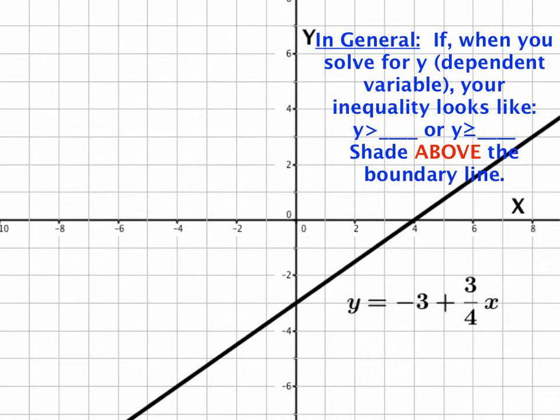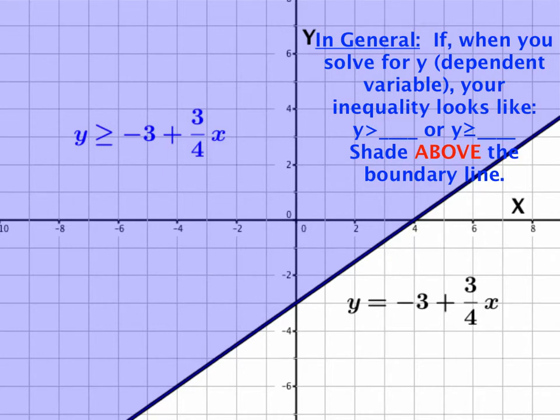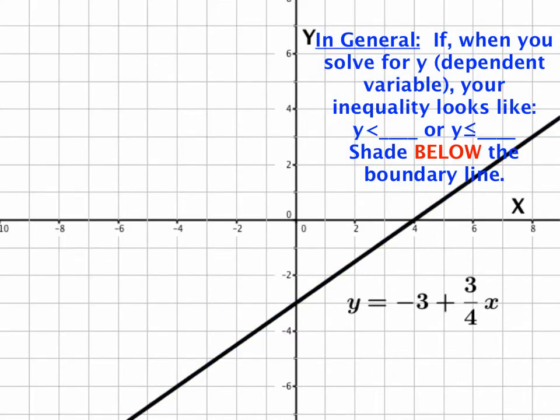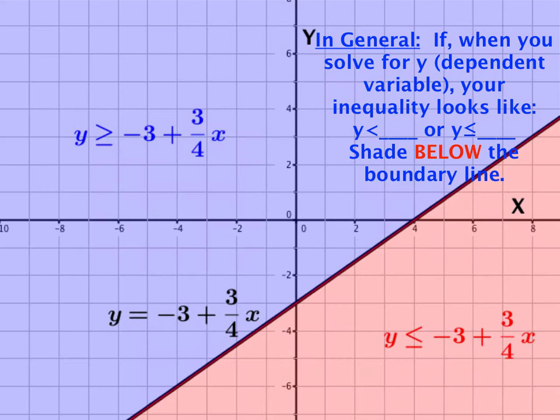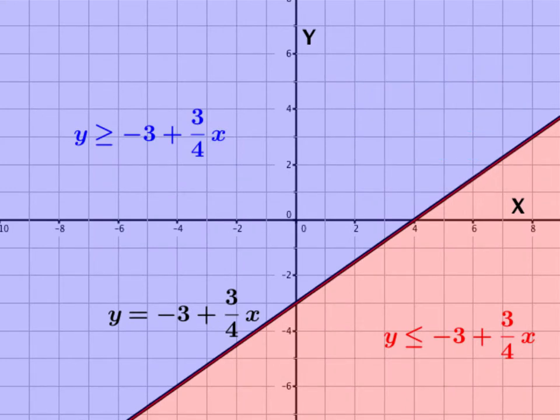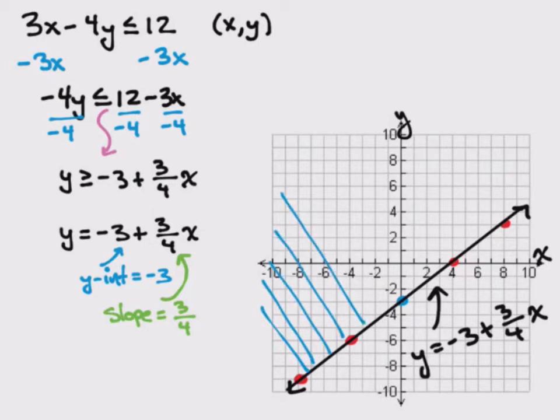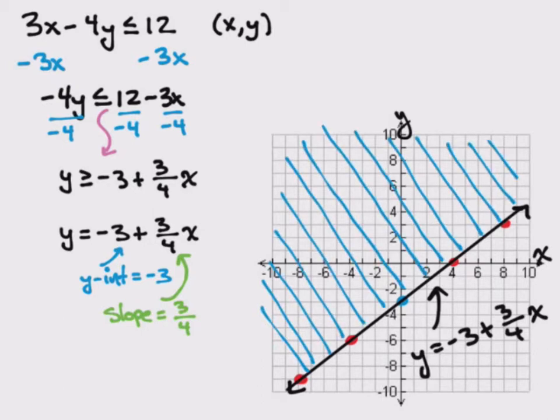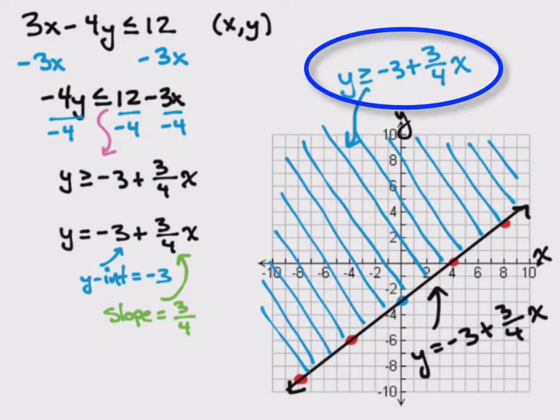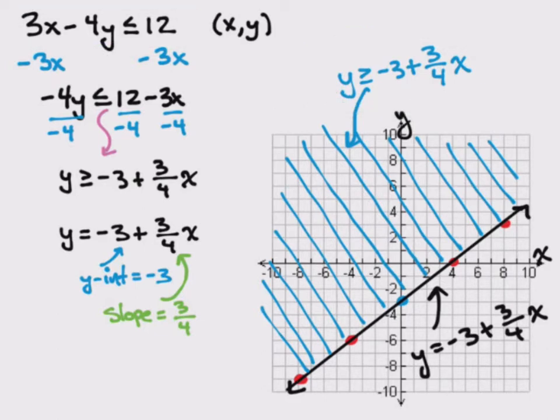And in general, if when you solve for y, your inequality looks like y is greater than, or y is greater than or equal to, shade above the boundary line. And of course, this is true whenever you solve for your dependent variable, whether or not it's y. And if your inequality looks like y is less than, or y is less than or equal to, we'll shade below the boundary line. So when we're graphing these inequalities by hand, my suggestion is to shade 1/2 of the plane kind of like this. And this graph represents all of the solutions to the inequality y is greater than or equal to -3 plus 3/4 x, or the inequality 3x minus 4y is less than or equal to 12.